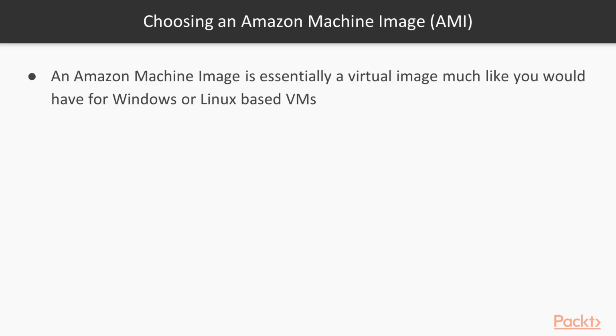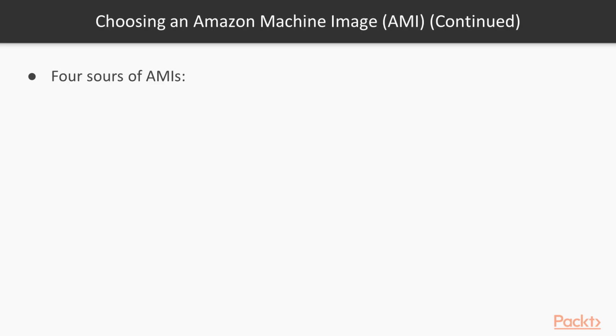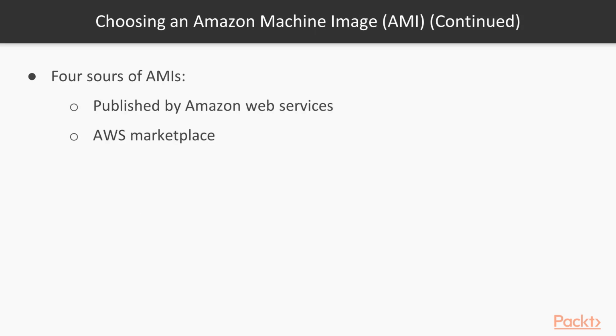So an Amazon machine image, or AMI, is essentially a virtual machine image much like you would have for Windows or Linux-based virtual machines on hypervisors like VMware and Hyper-V. An AMI is a template for the root volume of your instance that will comprise of the operating system, the state of patches or updates, and any applications that you may have pre-installed as part of that image. You can obtain AMIs from 4 separate sources. Ones that are published by Amazon Web Services via the AWS Marketplace. You can actually generate your own AMIs, which are virtual machine images of your own instances that you may have configured with custom settings, and you also have shared AMIs.